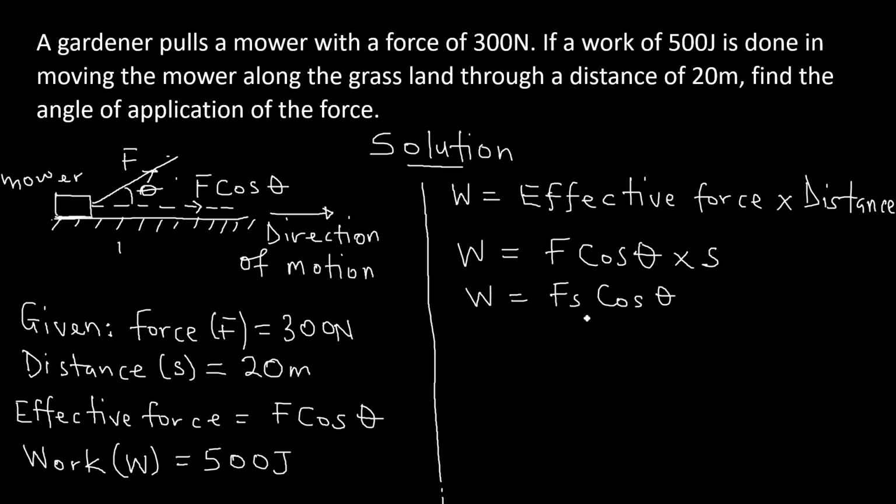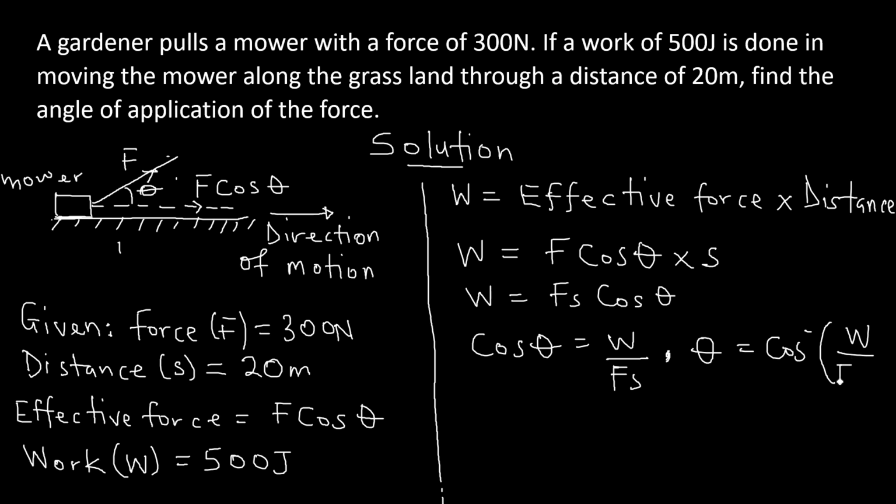So what we will do next is divide through by this F S so that we leave the cos theta alone. So what that means is we have cos theta is equal to W divided by F S. As simple as that. And we are interested in finding what theta is. That means theta is equal to cos inverse of W divided by F S. So we are done solving for our theta.